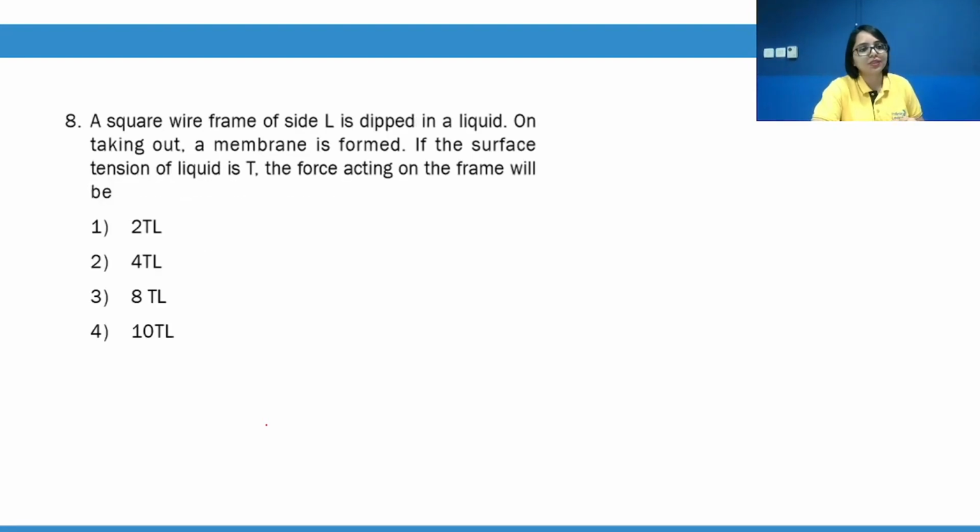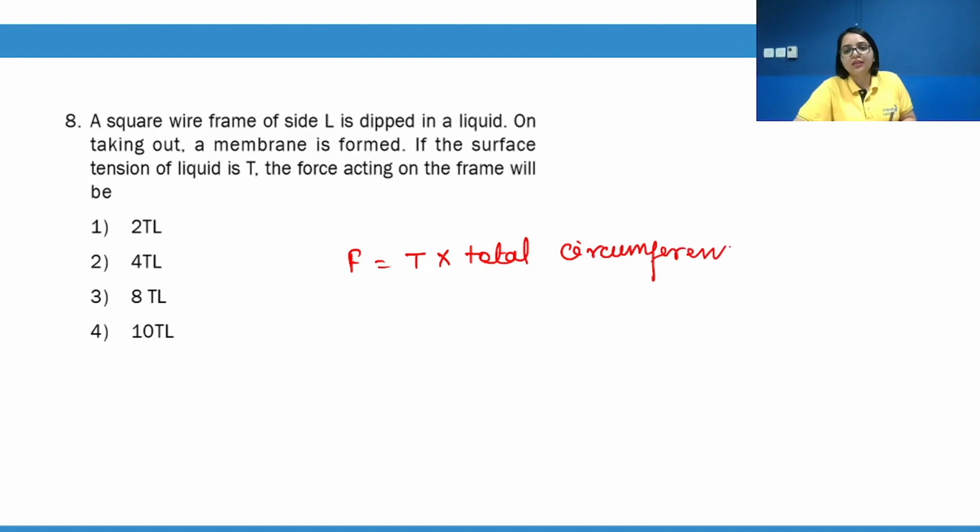Energy is absorbed. Question number 8. A square wire frame of side L is dipped in a liquid. On taking out, a membrane is formed. If the surface tension of the liquid is T, the force acting on the frame will be. What is the force? Force is equal to surface tension into total circumference. So surface tension is T and into total circumference.